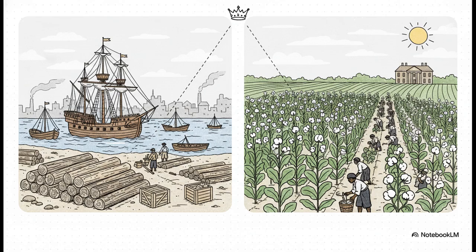You had the North, right? They were all about timber, building ships, fishing. Then you had the South, which was a totally different story. Their whole economy was built on huge plantations growing cash crops like tobacco and cotton, and it was all powered by the brutal system of enslaved labor. But here's the kicker. For all their differences, they both depended entirely on Britain.